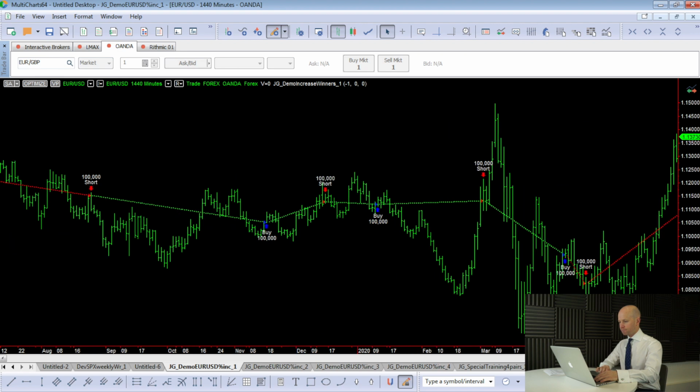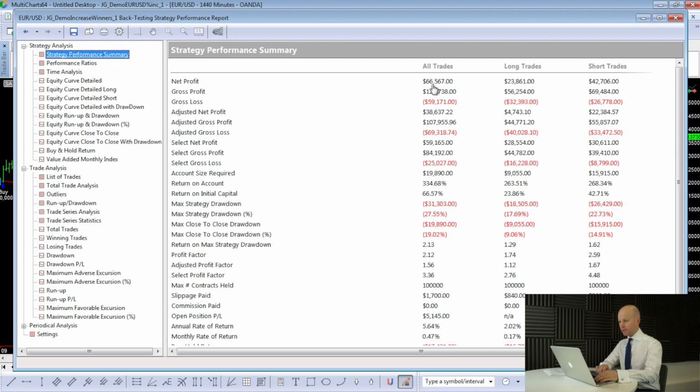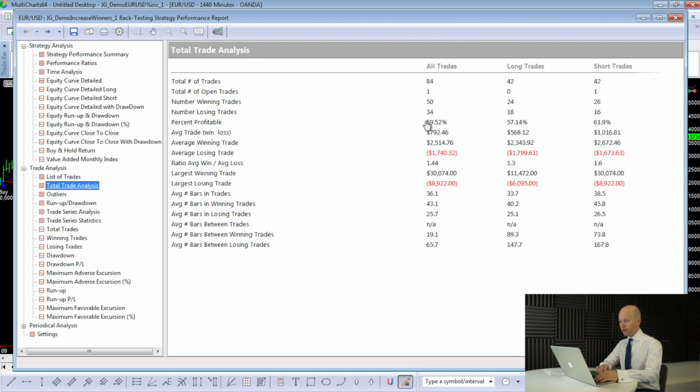Okay. Now let's have a look at the performance report. Making 66,500. It's not bad. Equity curve is moving in the right direction. But let's look at the total trade analysis, and percent profitable is just under 60%, which I think is quite high actually for a strategy which is always in the market like this. So this is going to be our baseline.